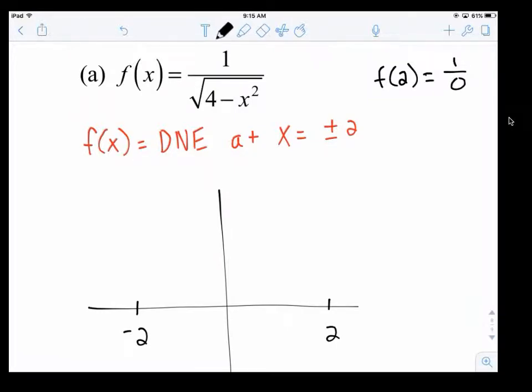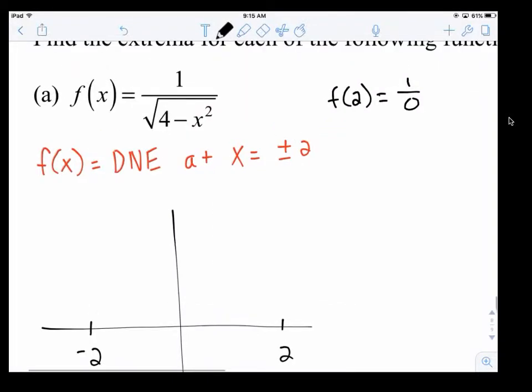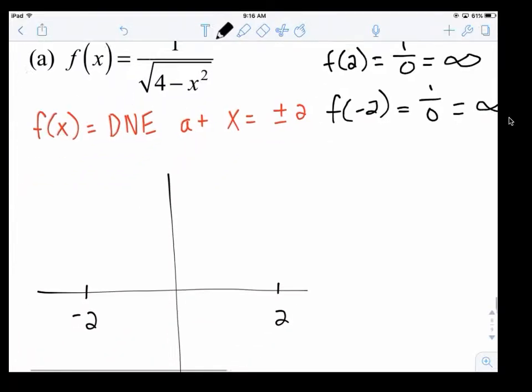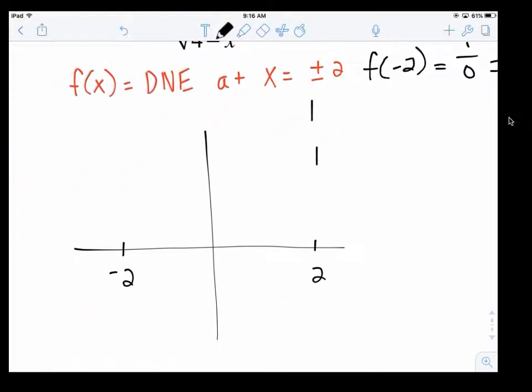Okay, so what does that mean? It does not exist, but what else do we know is happening on the graph? It's a vertical, right? So that means we have a vertical what? Not tangent, but asymptote. Okay? So anytime you get 1/0, that means it's going to go off towards infinity. All right? Also, -2 is going to give you the same thing. So that's also going to go off towards infinity.